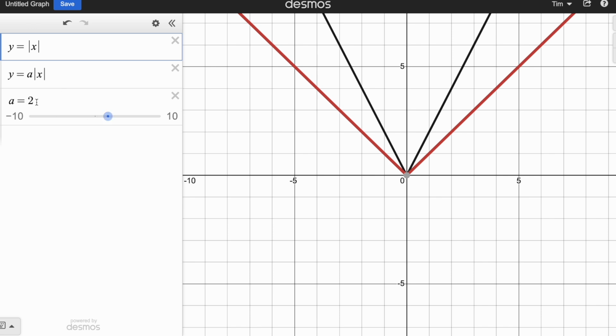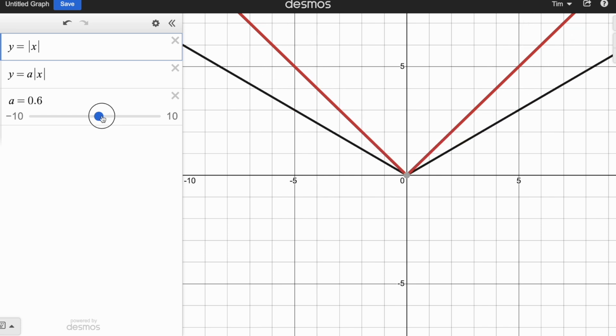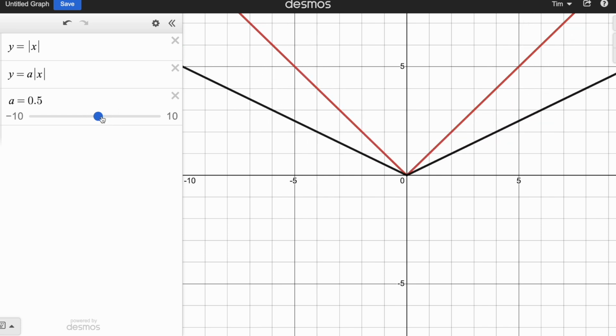And then now I'll get this number in between 0 and 1. So let's say 0.5. There we go. So now I'm pushing this towards the x-axis. I'm compressing my graph towards the x-axis. I'm squishing it, so that's why this is a vertical shrink. So this would be a vertical shrink with a scale factor of 0.5.